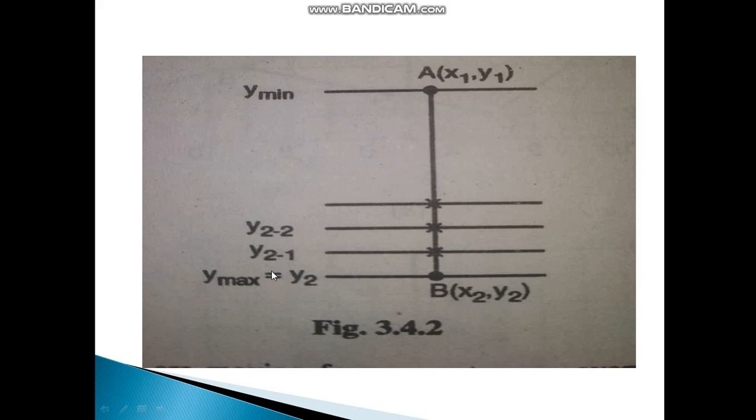Then every time, moving from y max to y min, the y value decreases by 1. Here is y2 minus 1, y2 minus 2, y2 minus 3 and so on up to the y min value, as the distance between two scan lines is 1. That's why every time we move from y max to y min, the y value is decreasing by 1. Now we have to find the corresponding x value for the intersection points. We know the y value, but we have to find the x value.